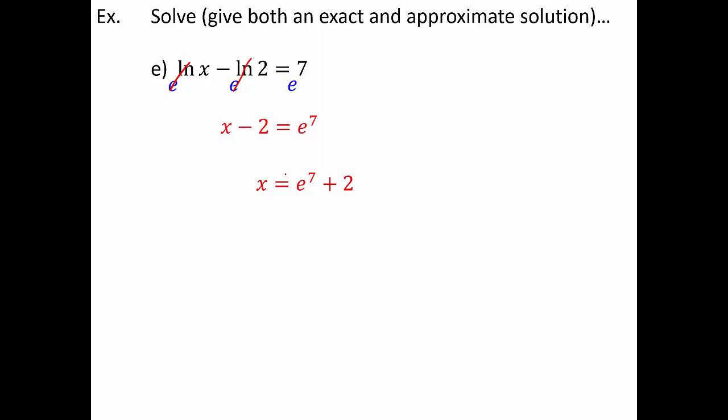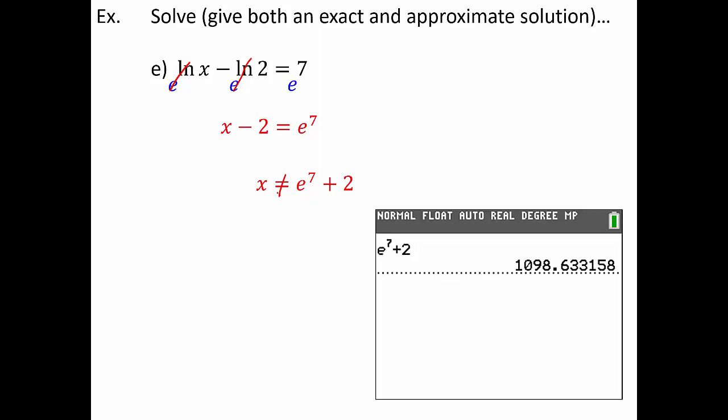That is not the correct answer. Nothing I did here, well, I guess one thing I did here was correct. I added 2 to both sides. That was correct. Everything else was wrong. Consider e to the 7th plus 2, this is my decimal approximation, and if I check that in the original question, I do not get 7. I'm supposed to get 7, but I do not get 7, which means e to the 7th plus 2 is not the correct answer. Now, of course, my mistake here was completely ignoring how to solve an equation.